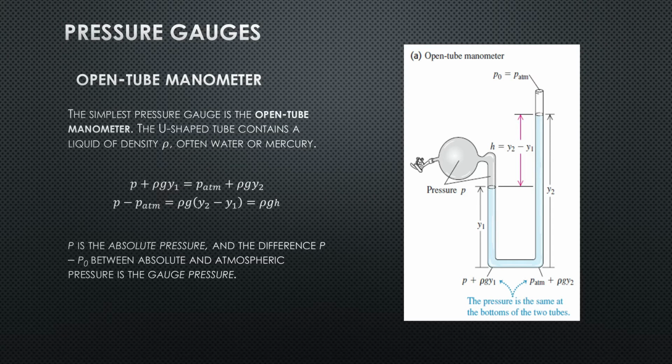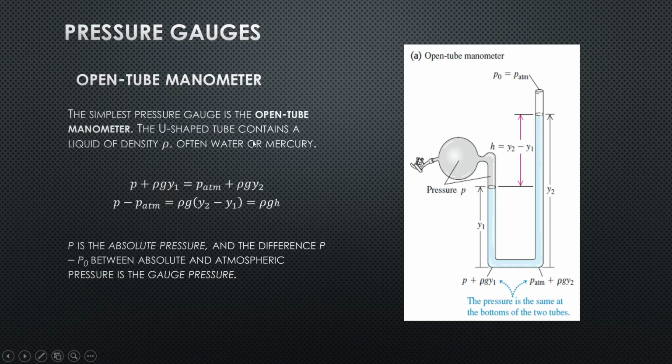Continuing with our discussion, pressure gauges. There are two types of pressure gauges that are most commonly used, one of which is the open tube manometer. This is the simplest pressure gauge.